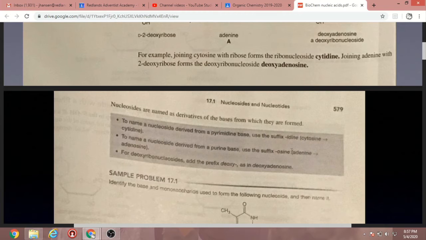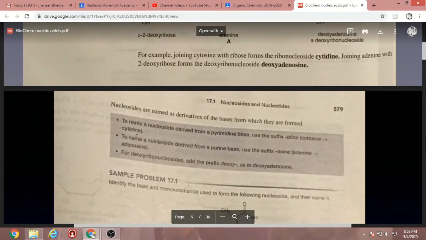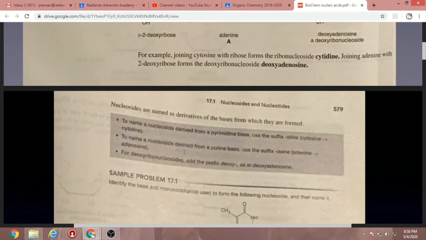So in other words, if you had cytosine as your nitrogenous base, it becomes cytidine. For a nucleoside that comes from a purine base, remember purine, it doesn't have the -idine, so you just use the suffix -osine. I know it's kind of weird, but where'd that S come from? But you just have to memorize that. So if you had adenine as your nitrogenous base, it would be adenosine.